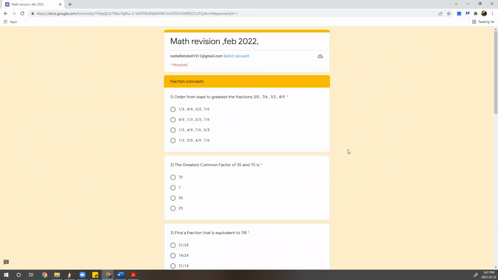Okay, now let's try. Order from greatest to least fraction. So we have the harder question now. This is 3/5. Okay, I just write it down one more time. 1/3, 4/9. So the denominator is so hard to find. Okay, so I think I can just write 90. Right? Yeah, you can.